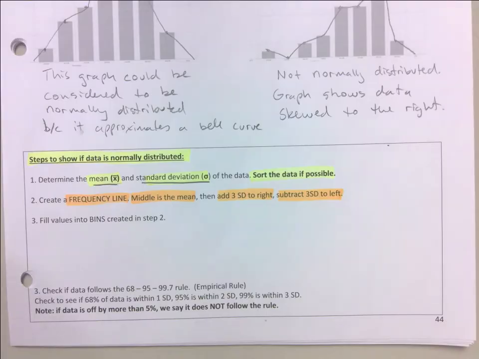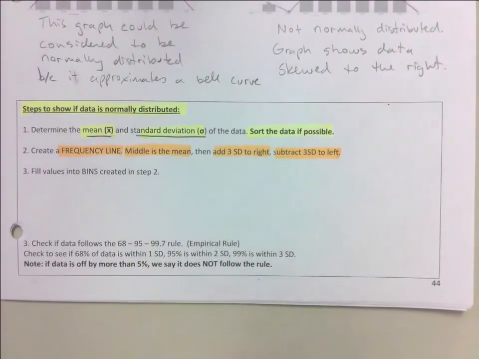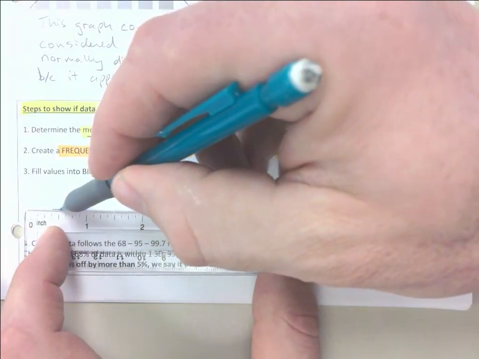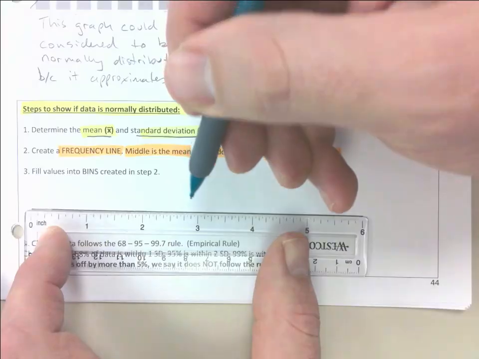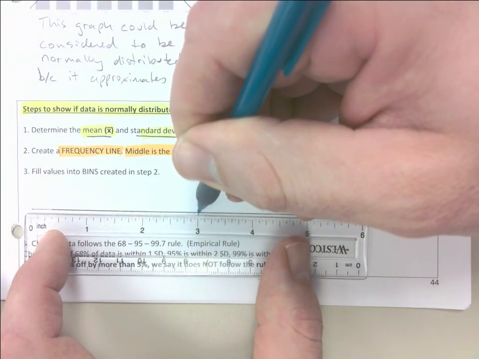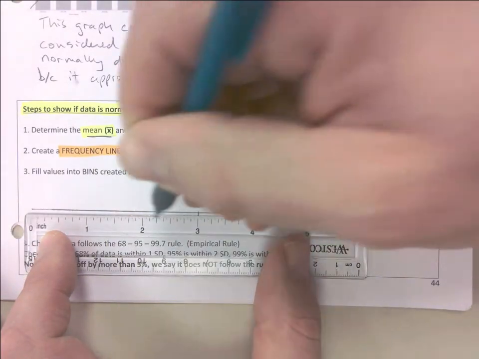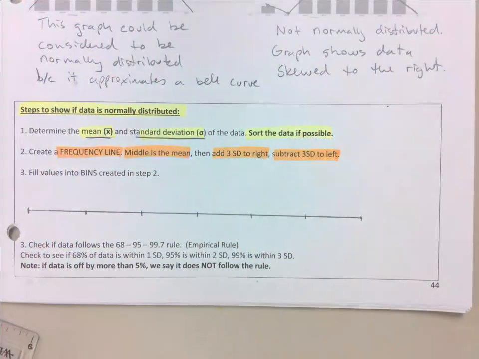Then fill in the bins created in the previous step. What I will show you is this: I'm going to grab a ruler and give you an example. My mean is in the middle here, and then you go 3 to the right and 3 to the left. I don't care about the scale, and I don't care about how pretty this looks. This is just for us to collect our data.